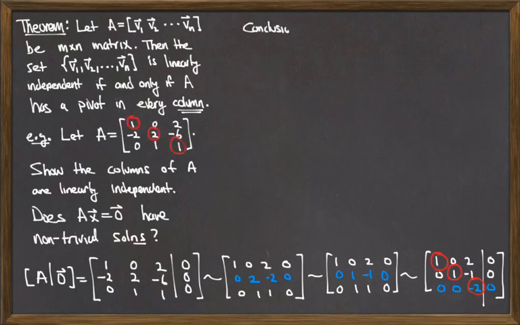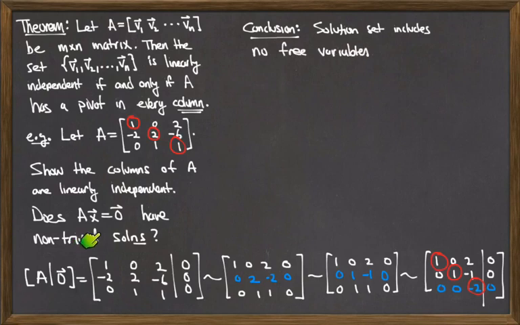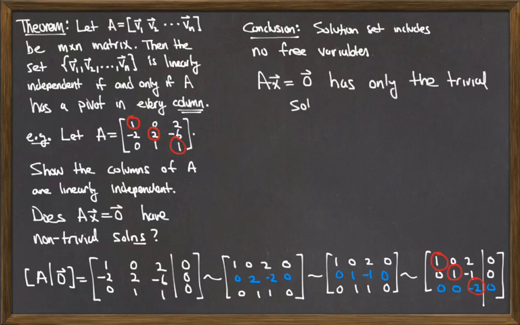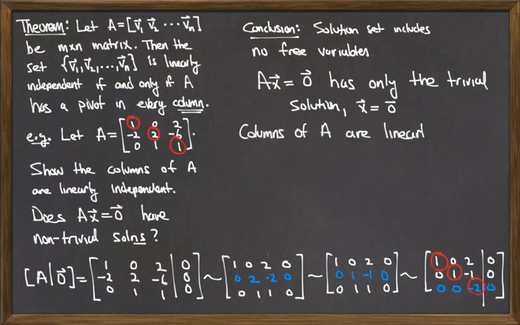So let's summarize what we've observed. We're looking for the solution set to the matrix equation Ax equal to 0, and we see that there's no free variable because every column has a pivot in it. As such, Ax equal to 0 has only the trivial solution, and by definition, the columns of that matrix must be linearly independent of each other.